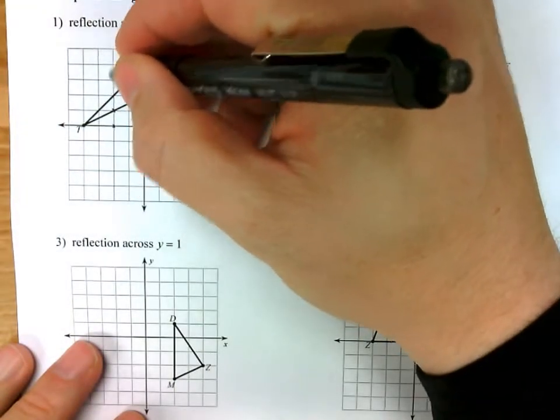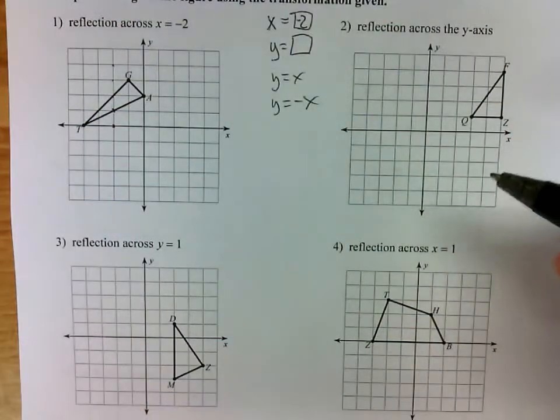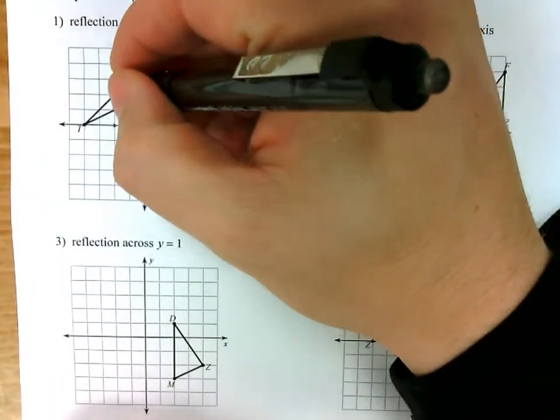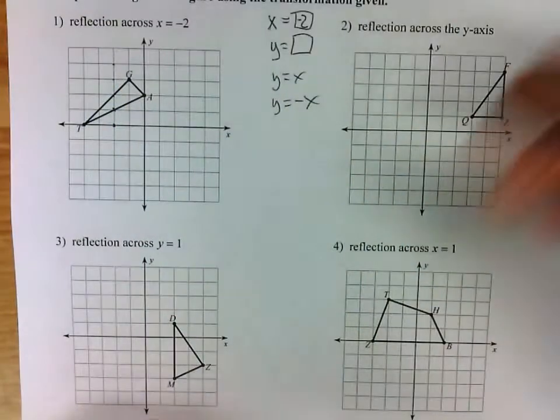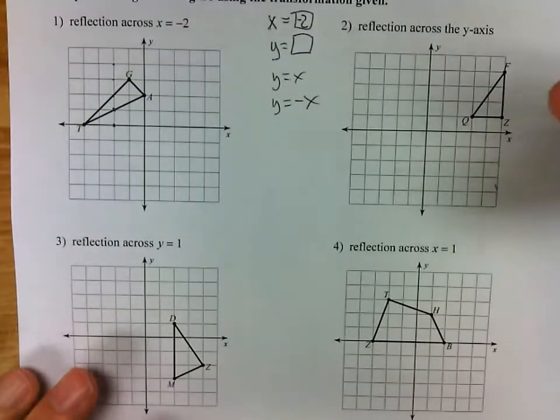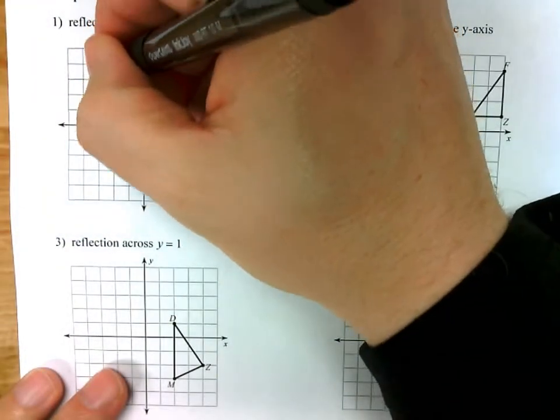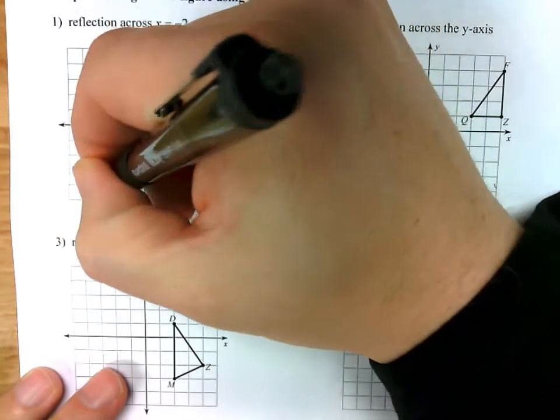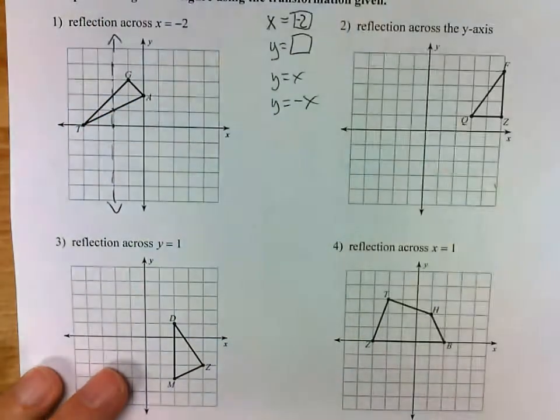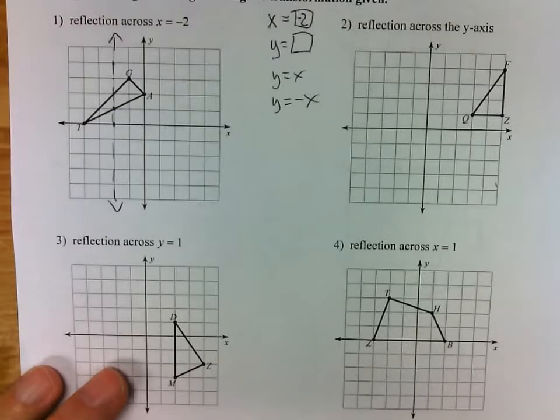Negative 2, 2. Negative 2, 3. Negative 2, 4. So on and so forth. And you can see that those all line up. The x value at all those points equals negative 2. So there's the line x equals negative 2.